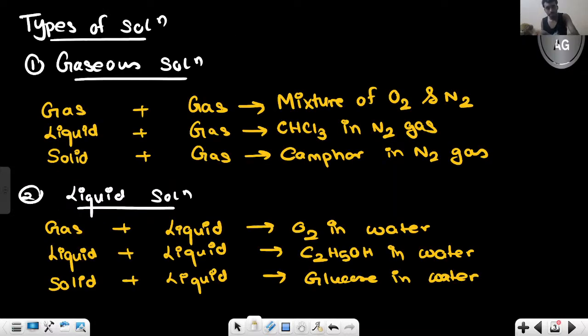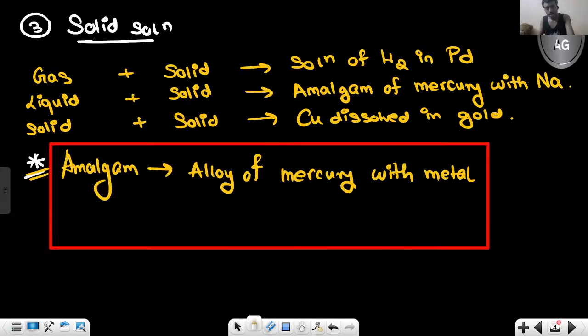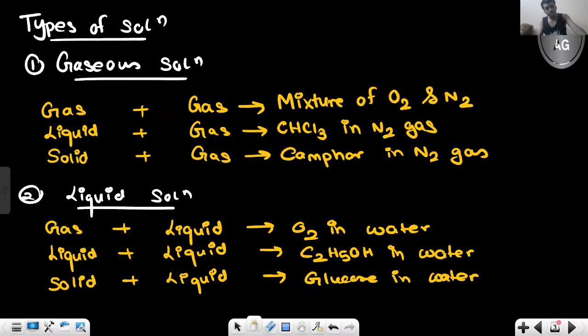Okay, next. These are the types of solution: gaseous solution, liquid solution and solid solution. To save time I have already written this down.